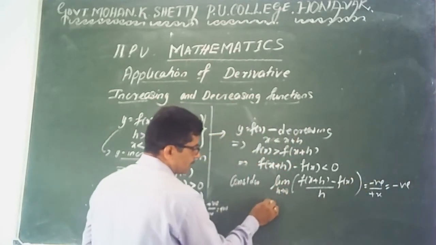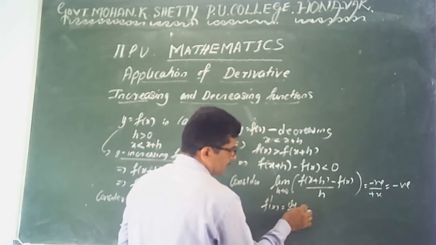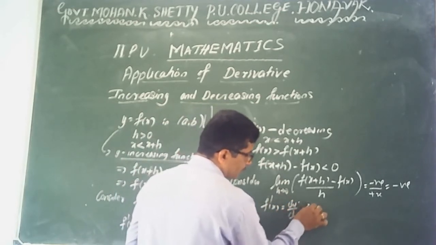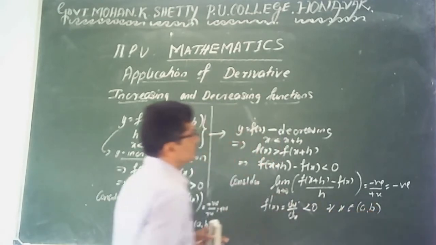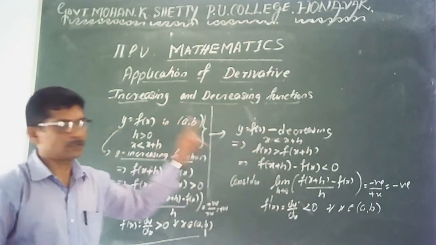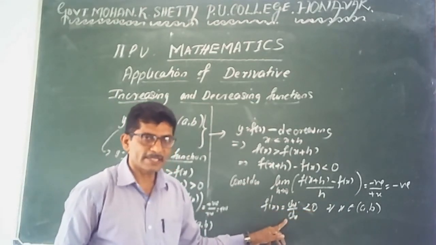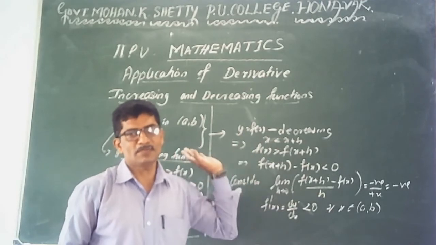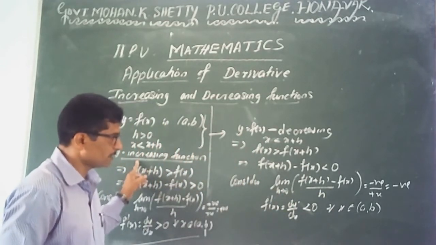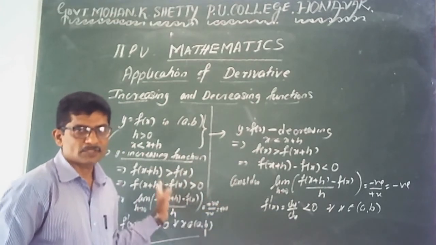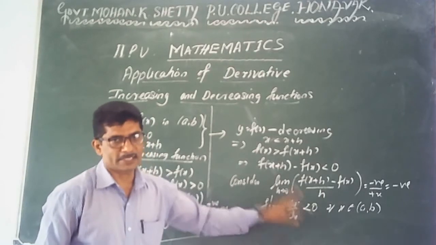It is exactly f dash x or dy upon dx. This value is always negative for each x belonging to the domain of the given function defined in the open interval a to b. It means if the derivative is negative, the given function is said to be a decreasing function. If the function is increasing, the derivative is positive. If the function is decreasing, the derivative is negative.